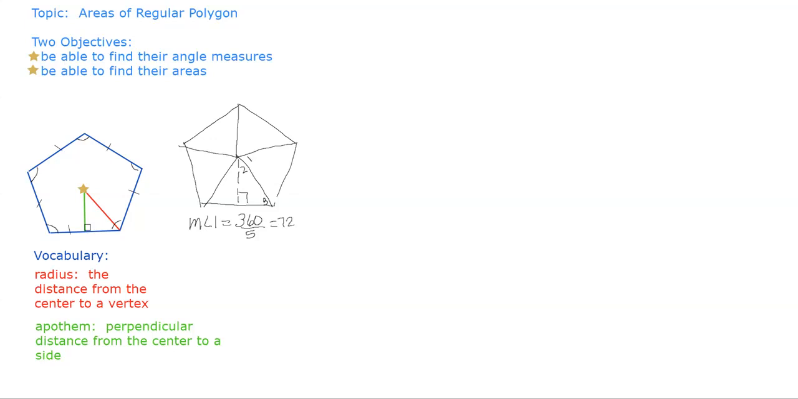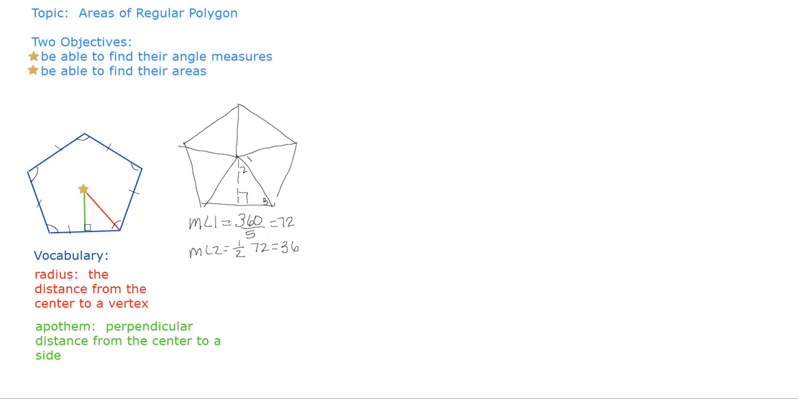The measure of angle 2 is equal to 1/2 of angle 1. This apothem intersects and bisects this interior angle, right? This angle right here. So this is going to be 1/2 of 72, which is going to give me 36.